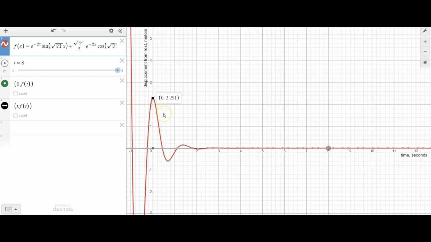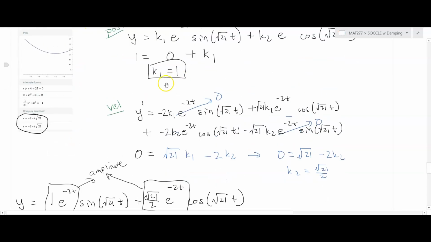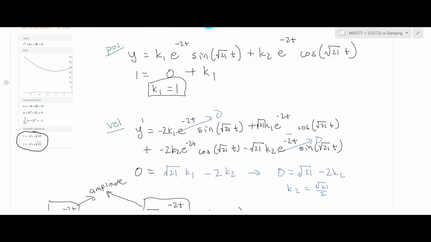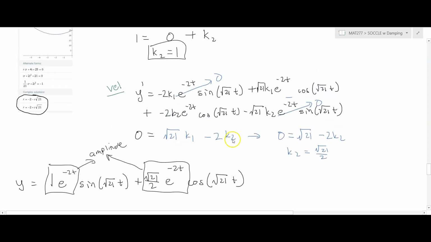You can see that our initial position, I did catch a little mistake here before we do that. Here, this should have been k2. Maybe you caught that already. It should be k2 is equal to 1. Apologies for that. And then this statement is still going to be true, but we should replace k2 with 1 and leave k1 unknown. So let's go ahead and resolve this. So this should be 0 equals square root of 21 k1 minus 2 k2, which is just negative 2.